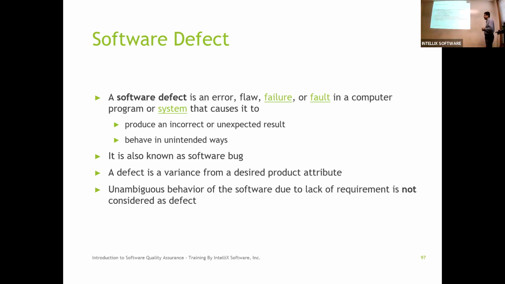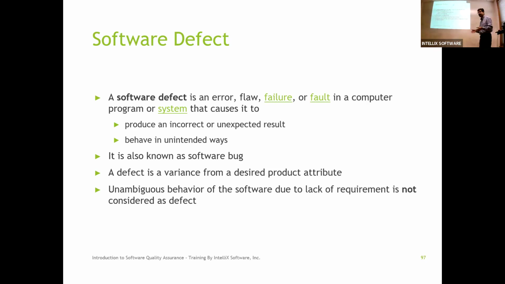Now, the key factor you have to remember is that if the software is behaving differently because there was no clarity in the requirements, that's not called a defect. If you didn't specify what the software should do, then you should not expect it, because you didn't provide what the behavior would be. A lot of times people say, hey, the system should behave this way, but if no requirement specifies that and the system behaves differently, that's not called a bug, because there's a missing requirement.